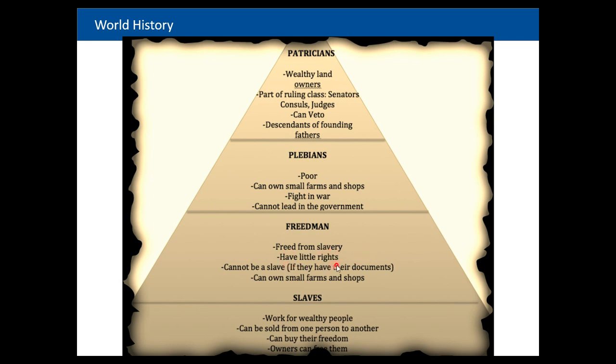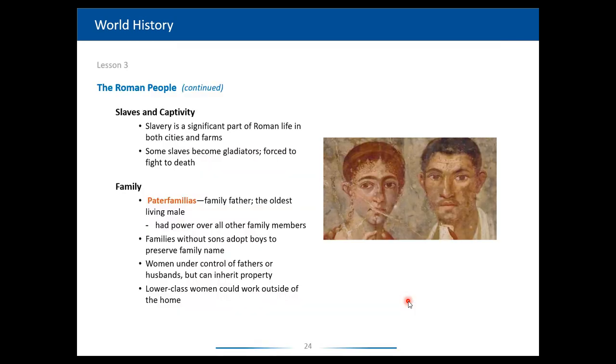They had very little rights and they cannot be a slave if they have their documents. They can own small farms and shops. The slaves work for wealthy people and they can be sold from one person to another. They can buy their freedom and the owners can free them. Slavery is a significant part of Roman life in both cities and farms. Some slaves become gladiators and they're forced to fight to the death.